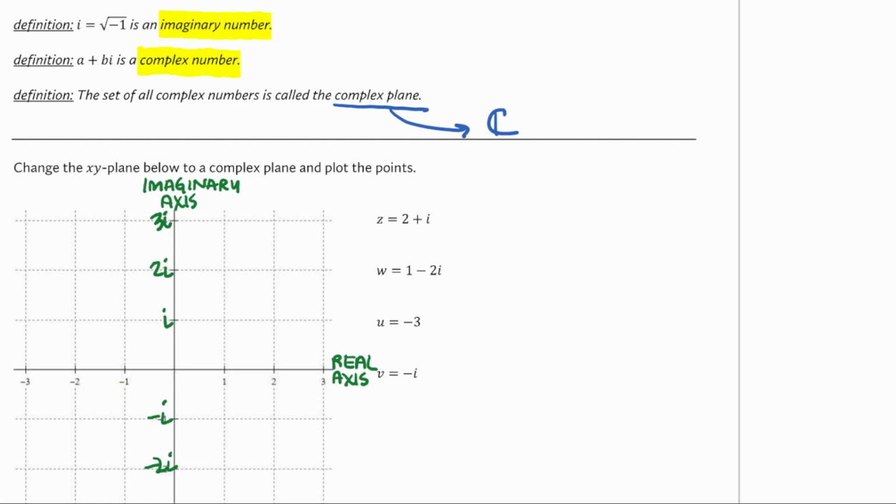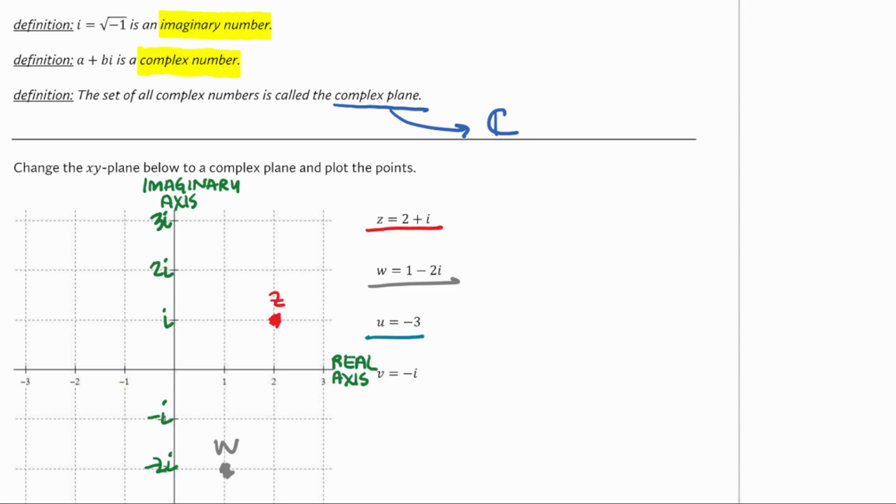Okay, so when we have the first number, z equals 2 plus i, maybe I'll just do that one in red. That's over here to the right by 2. 2 on the real number line, plus i, would be right up here. So let's put a little z there. w equals 1 minus 2i. So go to 1 on the real line, go down by 2. That's going to be the location of w.